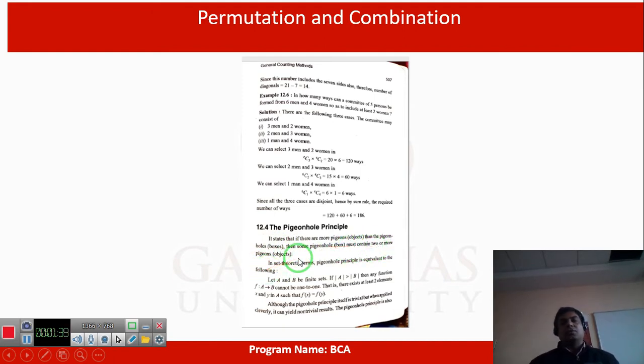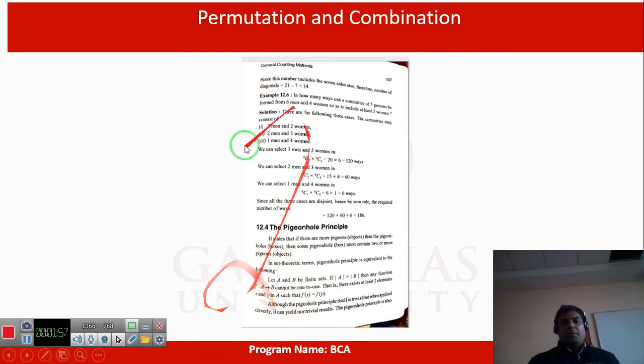There are two types of pigeonhole principle: the generalized pigeonhole principle and the normal pigeonhole principle. In the normal pigeonhole principle we discuss the mapping, but in the generalized pigeonhole principle we discuss the boxes, and how many objects are staying in them.